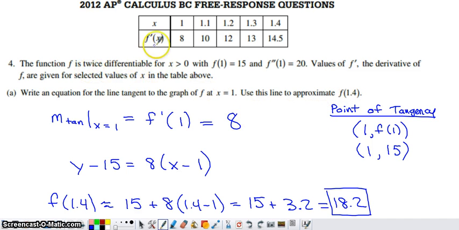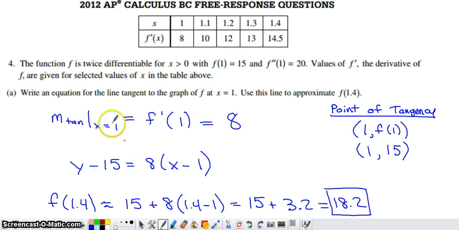So if you look at what we're presented with here, we're given this table of values. We have values of x and the corresponding values of f prime of x. The function f, we're told, has two derivatives for positive x's. We know f of 1. We know f prime of 1. And then we have the values from the table to utilize as well.